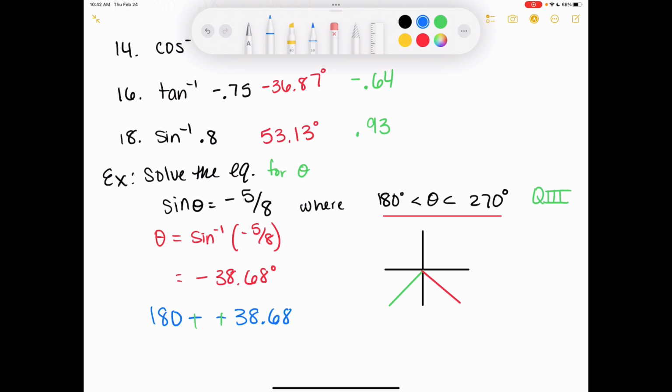So what does that equal? It equals 218.68 degrees. You didn't say the degrees though, did you?